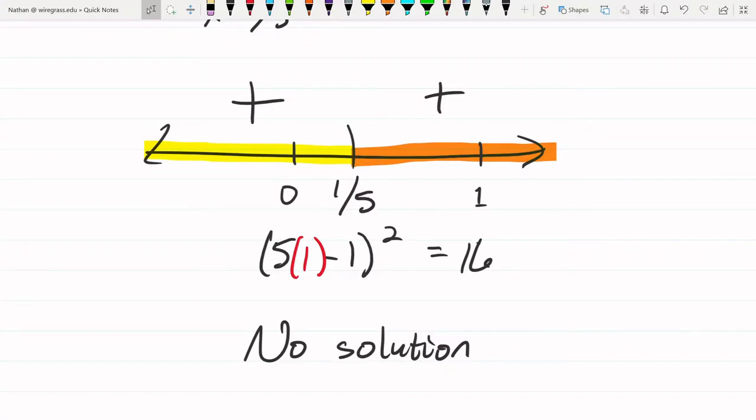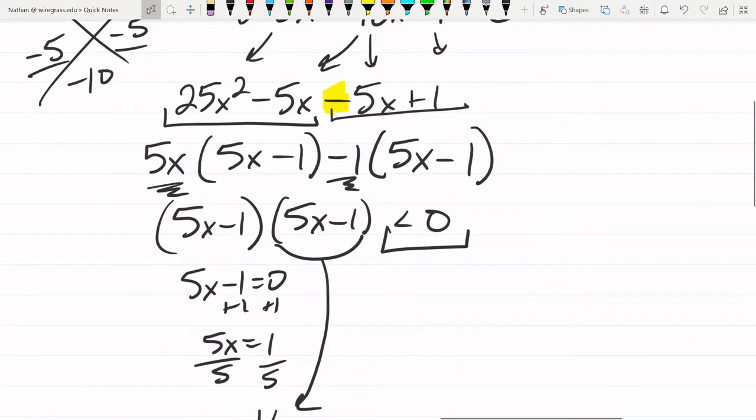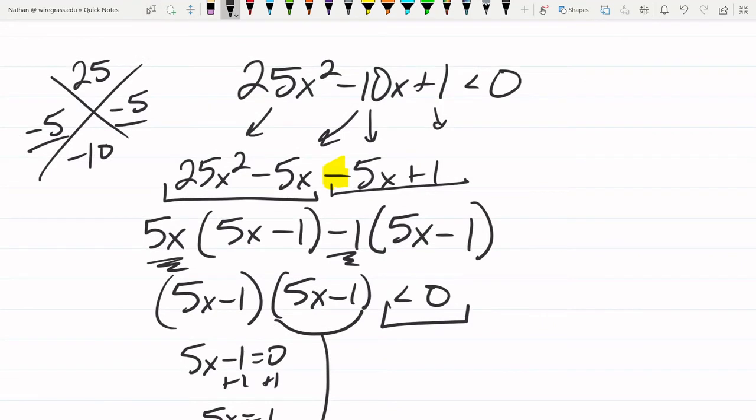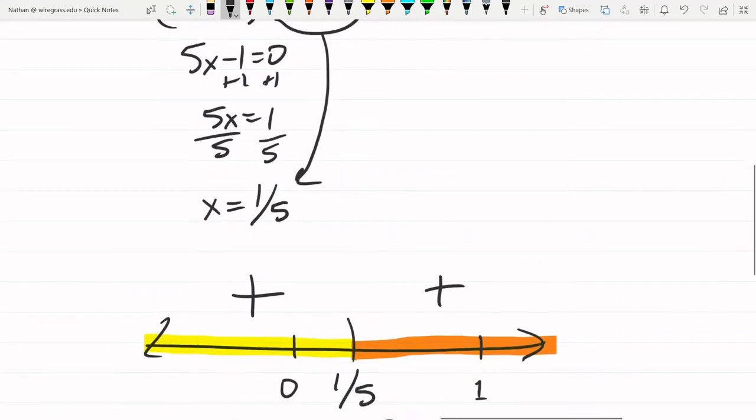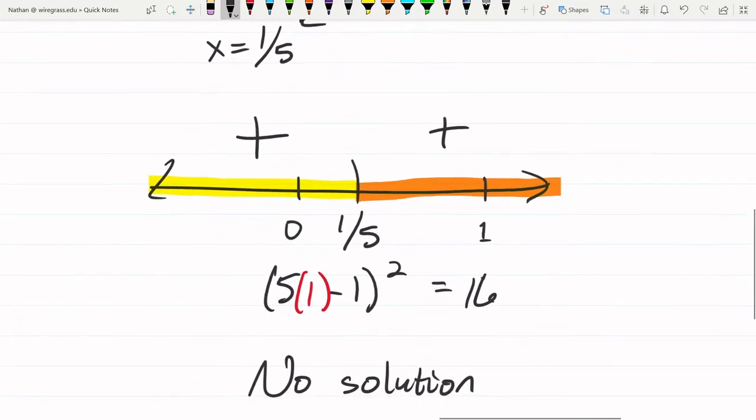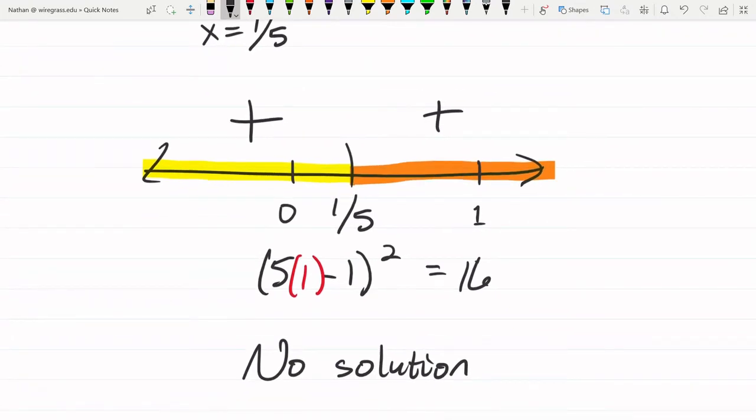Before I move on, I wanted to talk about if this interval was instead less than or equal to 0. Well, that would change this interval right here to being less than or equal to 0. And what we're asking now is, when is this thing 0 or negative? It's never negative, but it does equal 0. It equals 0 only at one spot, namely the boundary point, 1/5. So we would not have no solution in this case.